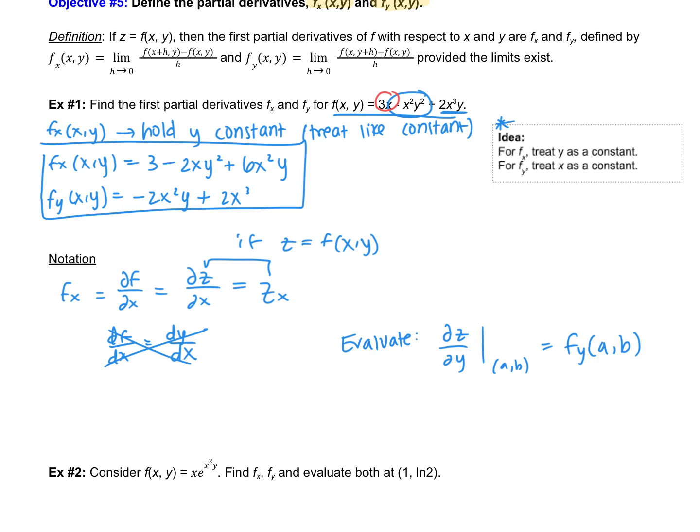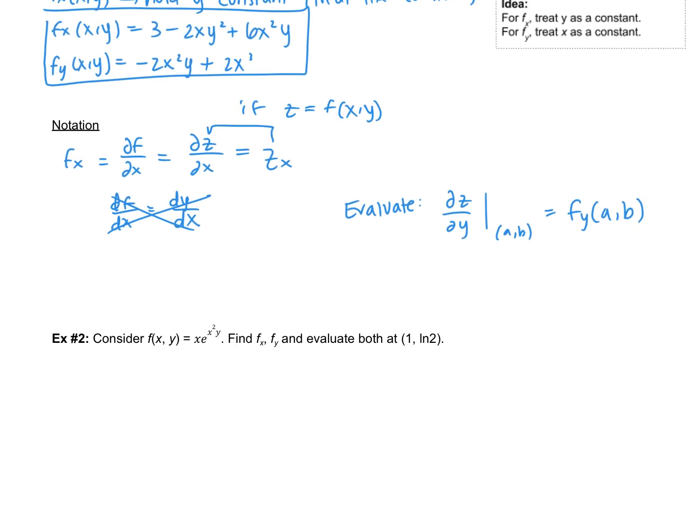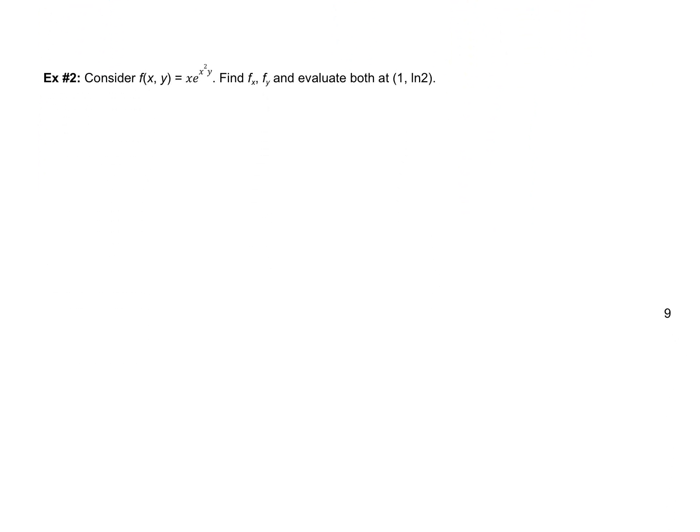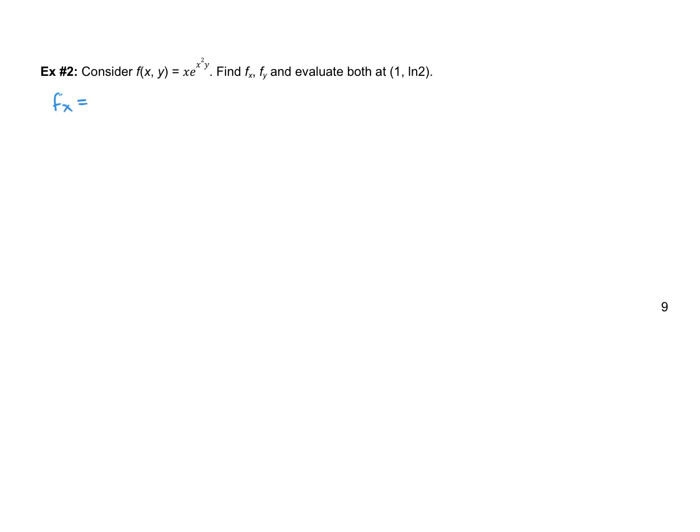Okay, so we're going to do one more example where we find the derivative, and then we're going to talk about what that actually means. So if we look at this example 2, again, we are finding f of x and f of y, but this time we are evaluating.